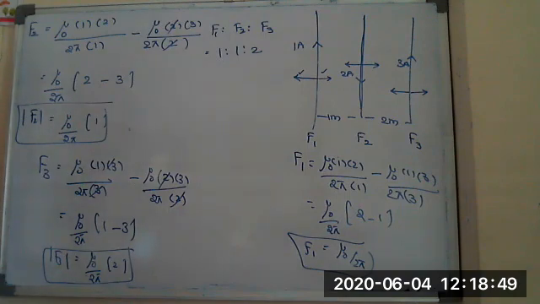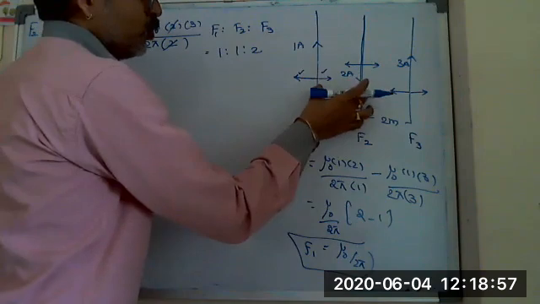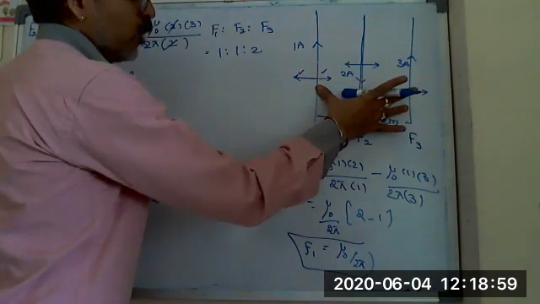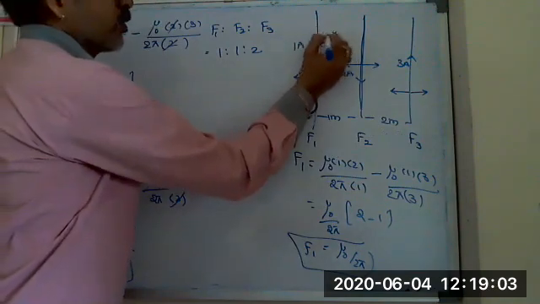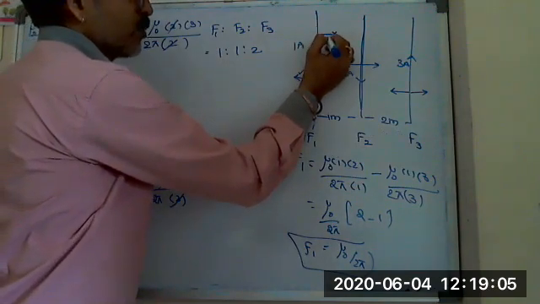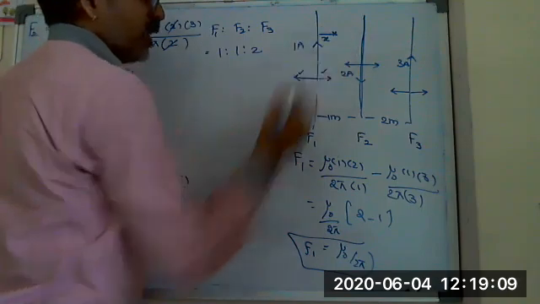And they may ask, is there any chance to get the null point? The concept will be the same. Between these two, the forces are actually in opposite direction, and those two are in the same direction, so first you have to assume a point. At a distance of x from the first conductor, I am assuming the null point is formed here.